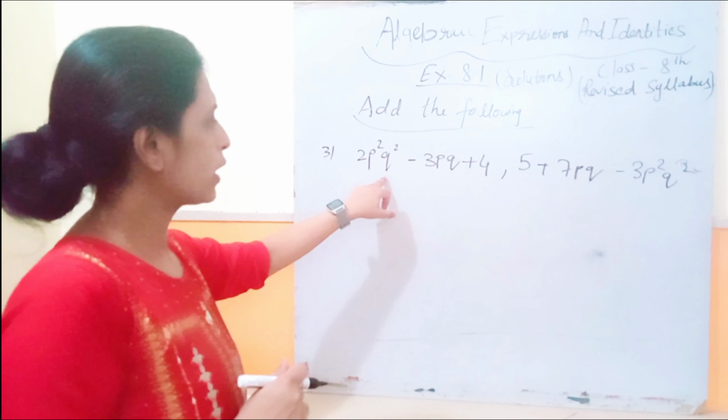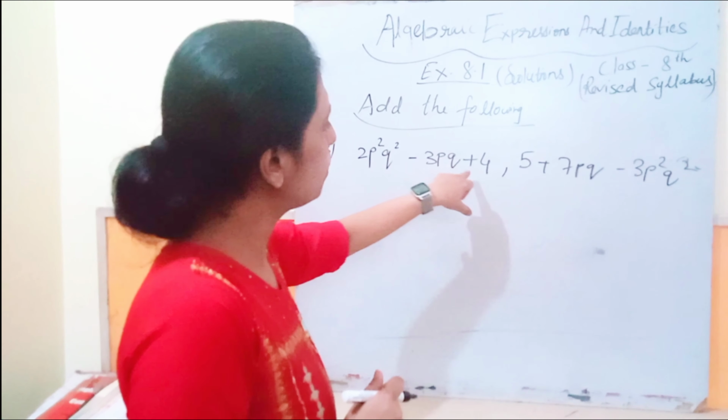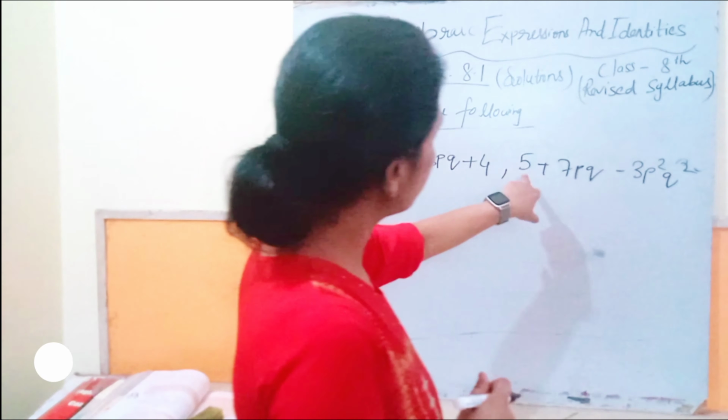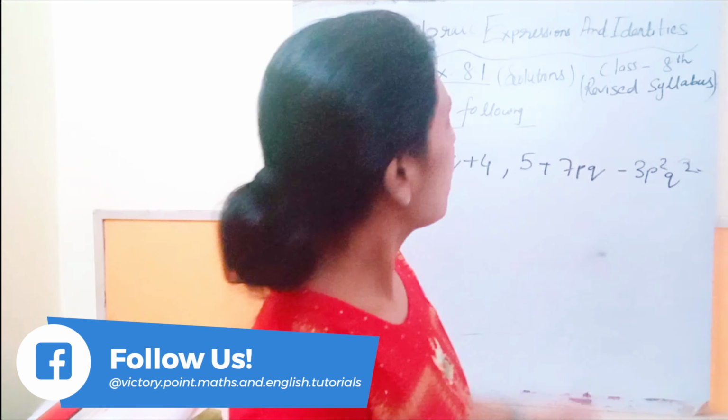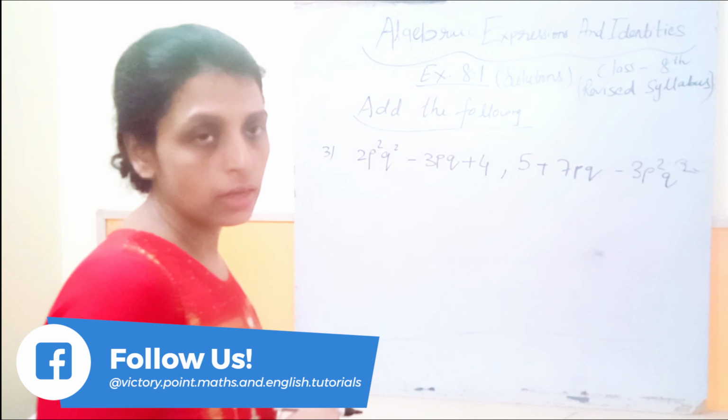Okay, the third question is 2p square q square minus 3pq plus 4. We have to add it with 5 plus 7pq minus 3p square q square. Again, this algebraic expression contains 3 terms.